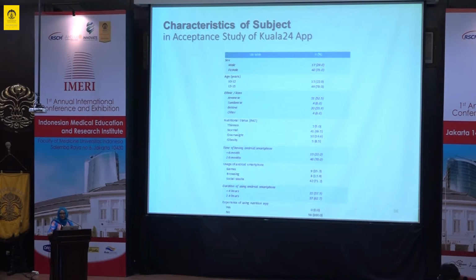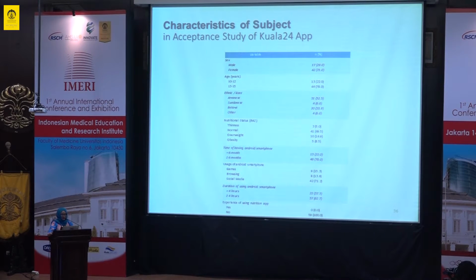And this is what we have found. The characteristics of subjects in the acceptance study of KUALA 24: female 42% and male 17%, with an age range of 10 to 15 years old. And then the nutritional status: we can see here that 10% of the population is overweight and 5% is obese. And for the time of having an Android smartphone, less than 6 months and more than 6 months, it's almost 50% using Android for more than 6 months.